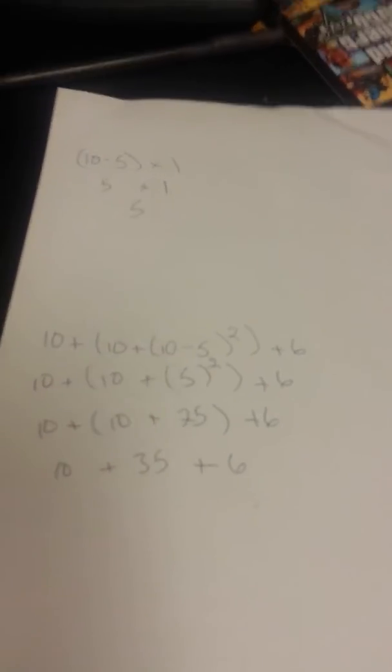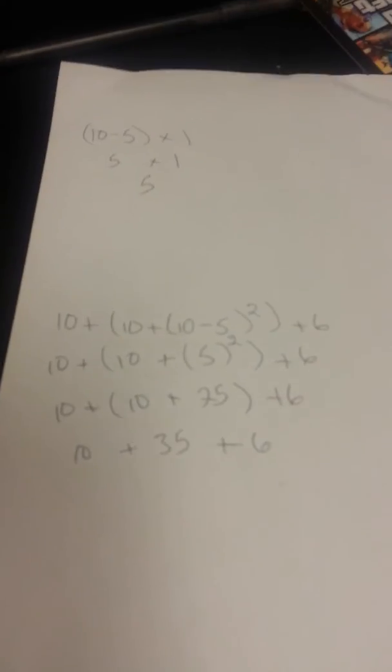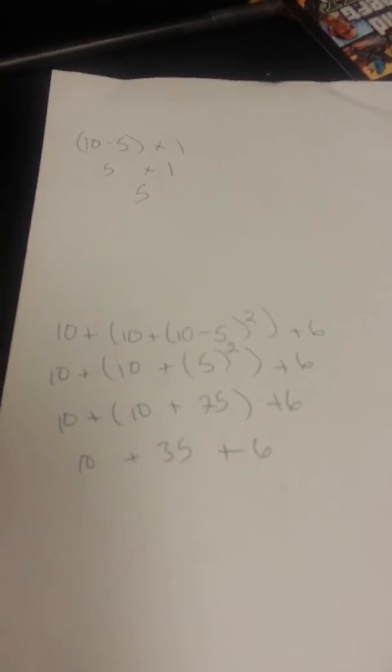Now we're down to one simple problem at the end. This here, we do from left to right in no particular order. 45 plus 6, which leaves us with 51.